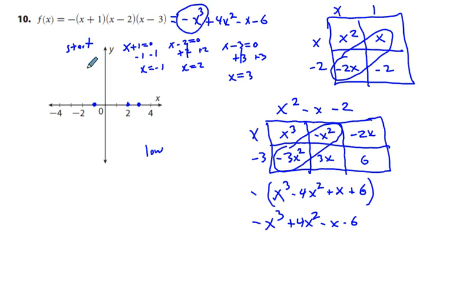So we mark these at x equals negative 1, at x equals 2, and at x equals 3. And we know we are starting high. So we're going to come like this, the red one here. Starting high. Come down here. Touch and cross. Go up here. So that's going to be it.